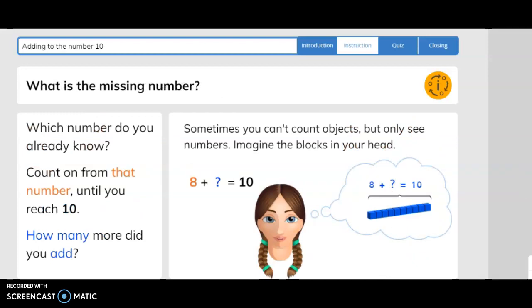What is the missing number? Which number do you already know? Count on from that number until you reach 10. How many more did you add? Sometimes you can't count objects, but only see numbers. Imagine the blocks in your head. 8 plus what will give me 10? 8 plus 2.